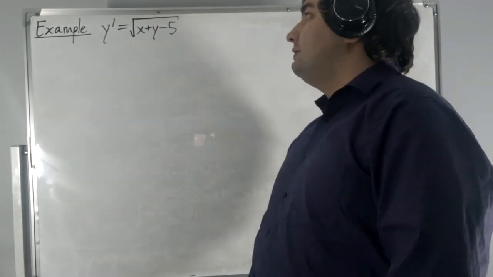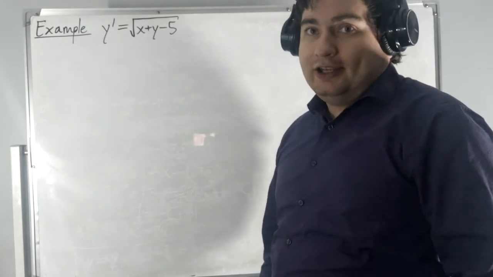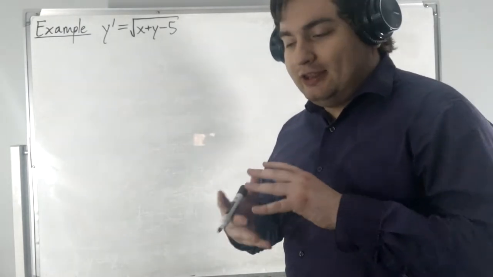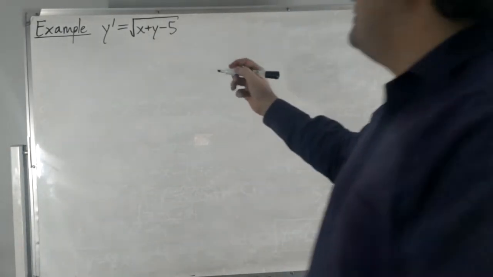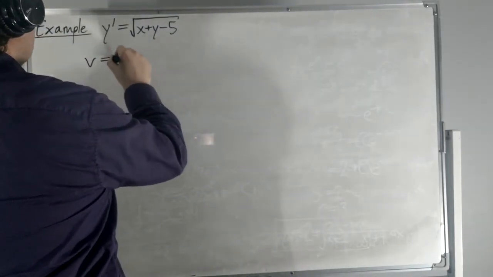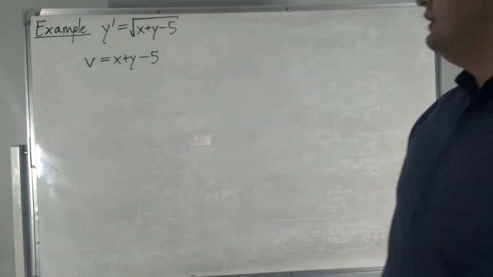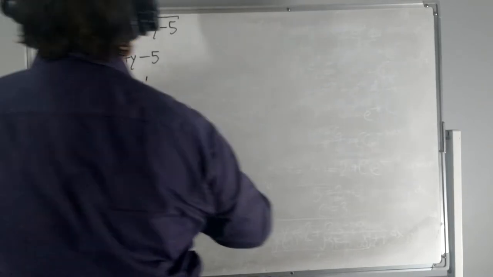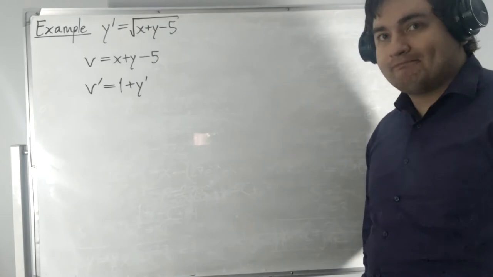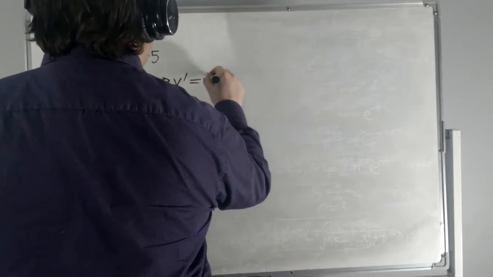So we're going to have to make some kind of substitution. What sort of substitution do you think we're going to make here? Well, just like in U-substitution, it's often the thing that is most inside the expression. So in this case, I'm going to make v equal x plus y minus 5. Okay. You take the derivative, and this becomes v prime equals 1 plus y prime. That makes it pretty clear that y prime is v prime minus 1.